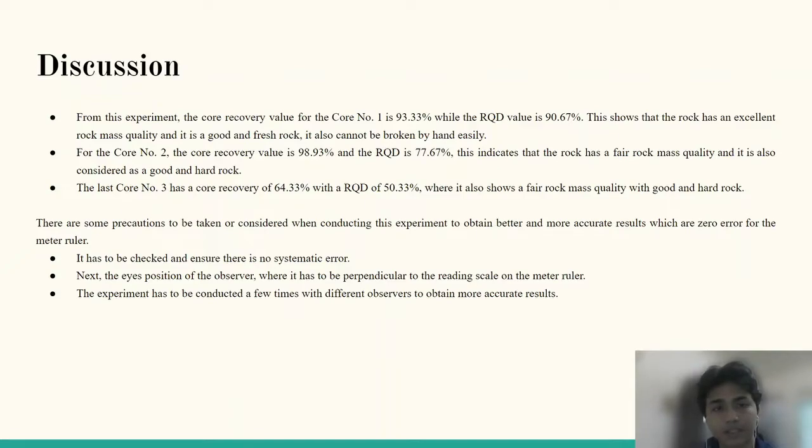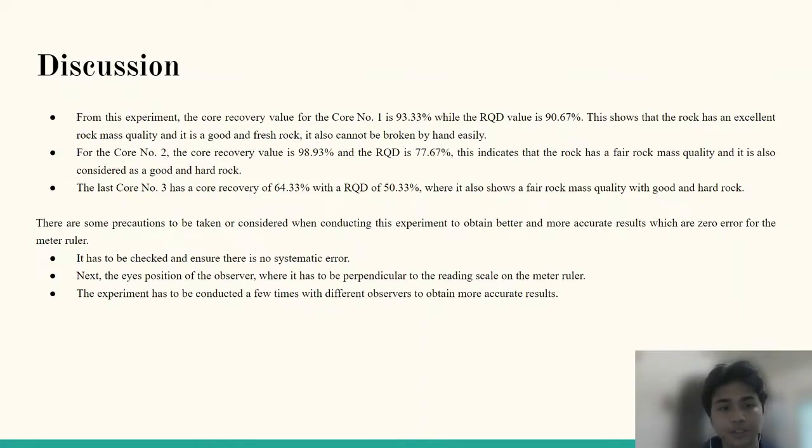From the experiment, the core recovery value for core number 1 is 93.33%, while the RQD value is 90.67%. This shows the rock has an excellent rock mass quality, and it is good and fresh rock. It also cannot be broken by hand easily. For core number 2, the core recovery value is 98.93% and RQD is 77.67%. This indicates the rock has a fair rock mass quality and is also considered as a good and hard rock. The last, core number 3, has a core recovery of 67.33% with an RQD of 50.33%, where it also shows fair rock mass quality with good and hard rock.